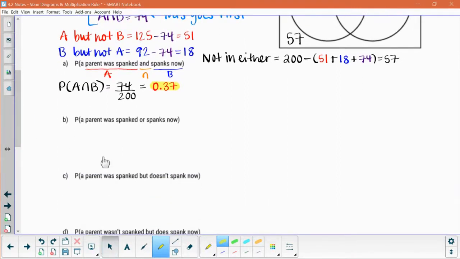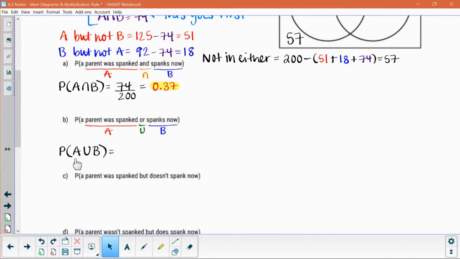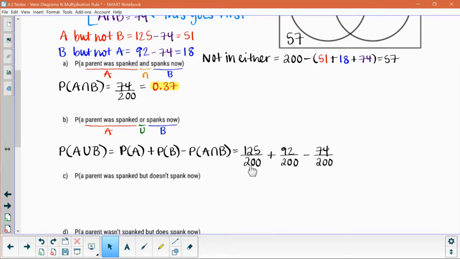What's the probability that a parent was spanked or they spank now? There we go. So A or B. Probability of A or B is going to be, there's two ways we can approach this. First, we can do it using the general addition rule, probability of A plus probability of B minus probability of A and B, which is going to just be 125 over 200 plus 92 over 200 minus 74 over 200, which gives me my 0.715.